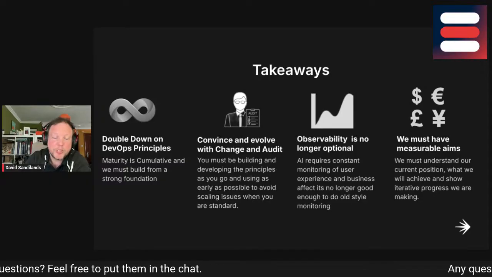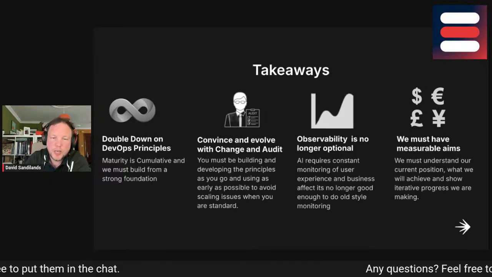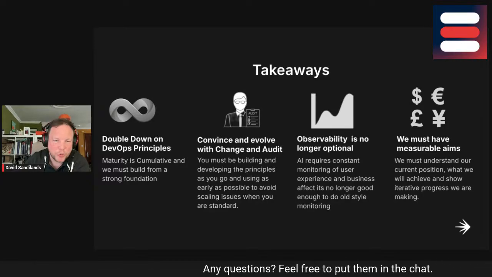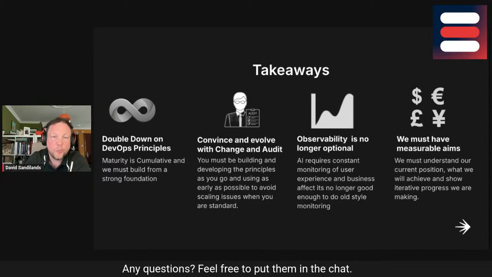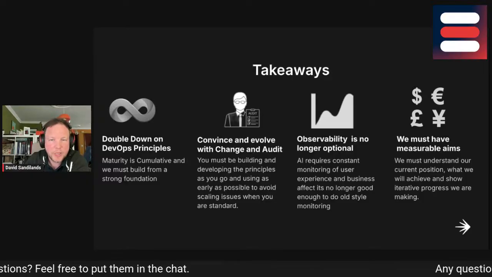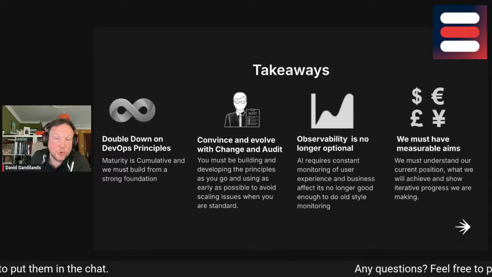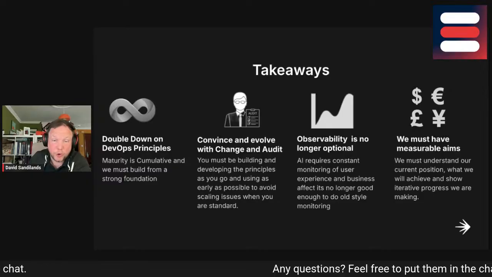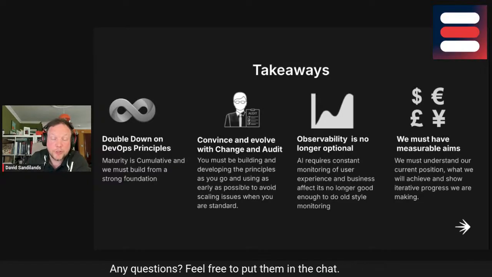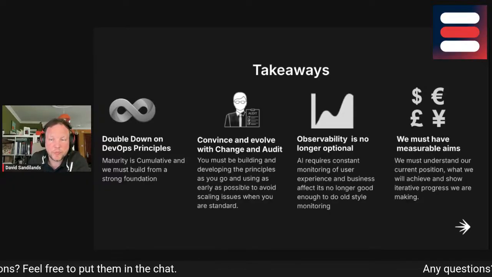We've got to be building and developing these principles as we go, and learning as early as possible how we can avoid scaling issues when you become a standard and you have to follow all the production rules to the letter. Observability is no longer optional. AI requires constant monitoring of user and business, and it's no longer good enough to do the old-style monitoring and react to issues we see.